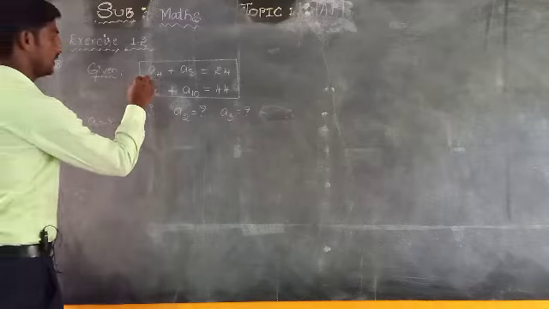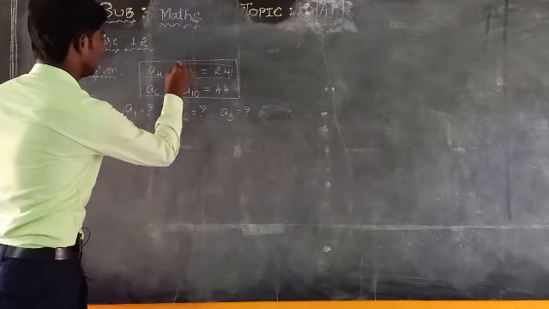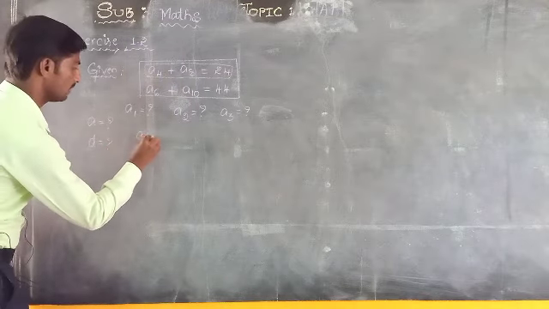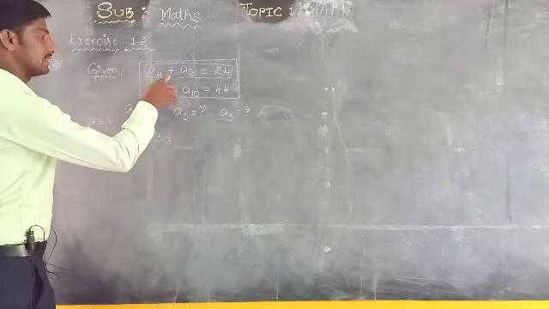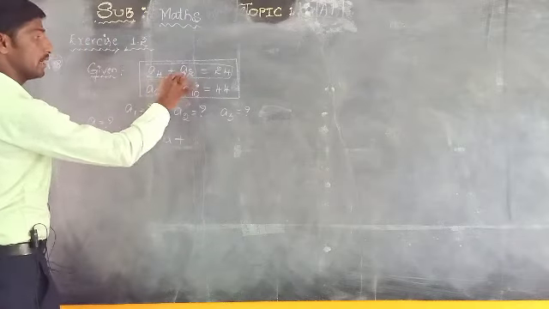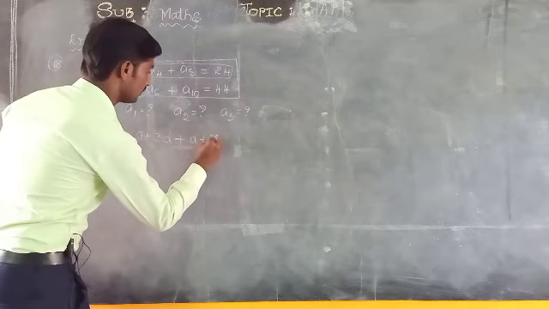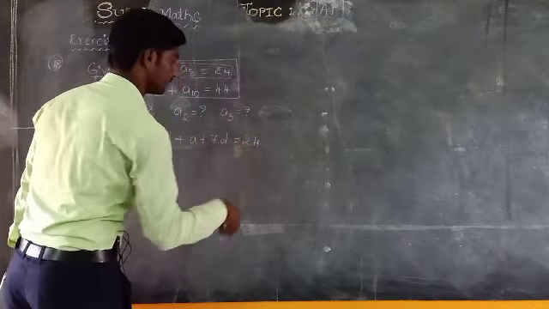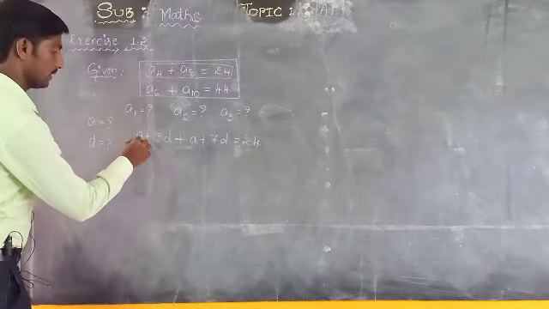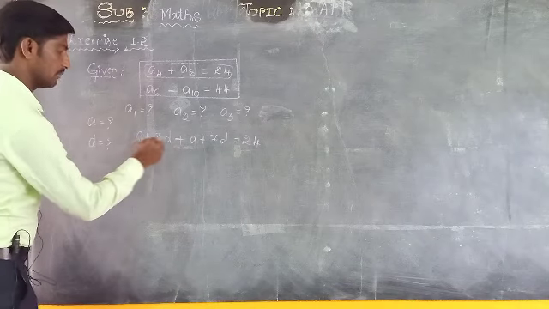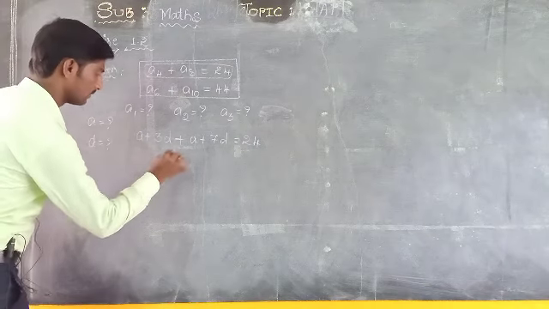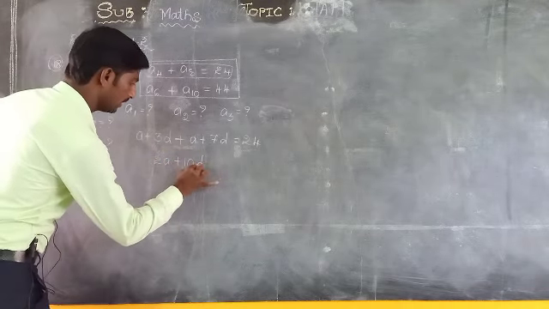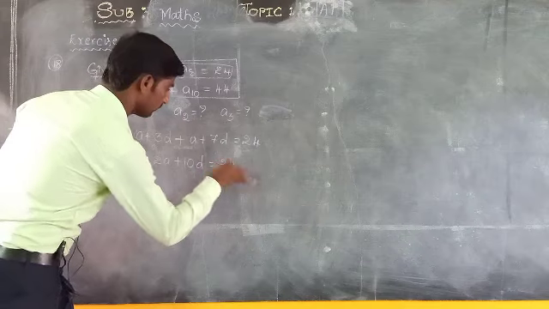So take the first data. A4 and A8. Write the general form. A4 is A plus 3D, and A8 is A plus 7D, equals 24. Now A plus A, like terms, we can add. A plus A becomes 2A, and 3D plus 7D becomes 10D, equals 24.